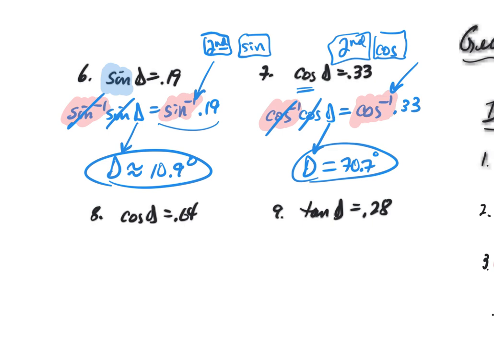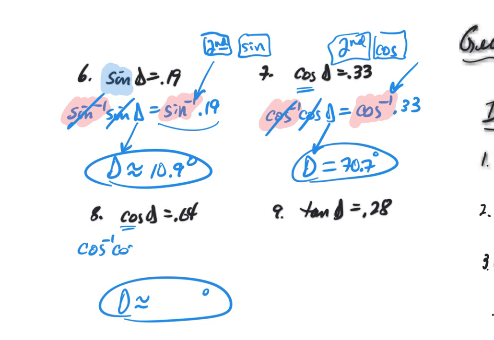Okay? So let's just bop out number 8 and 9. Again, we're trying to get angle D by itself, so we want to get rid of the cosine that's attached to it. So we take the inverse cosine of the left side, and whatever you do on the left side, you have to do the same thing on the right. So the inverse cosine and cosine cancel, leaving us with D. And on the right-hand side, the inverse cosine of 0.64 is approximately 50.2 degrees.